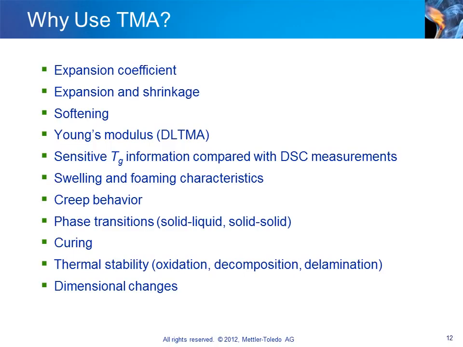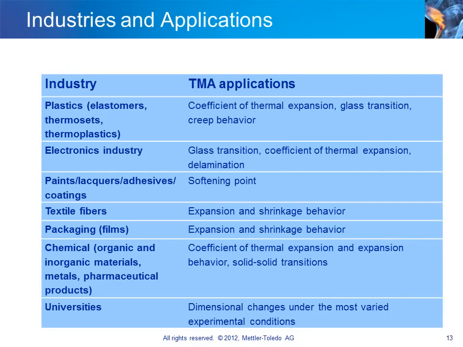The next slide presents an overview of the possible applications of TMA in various industries. As we can see from the table, a key application of TMA is the determination of the coefficient of thermal expansion of a wide range of materials such as polymers, metals and alloys, and composites in various industries. For example, in the electronics industry, the determination of the CTE, glass transition temperature, and delamination of printed circuit boards by TMA is a standard test.